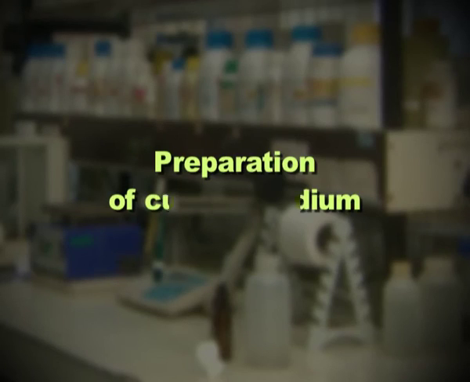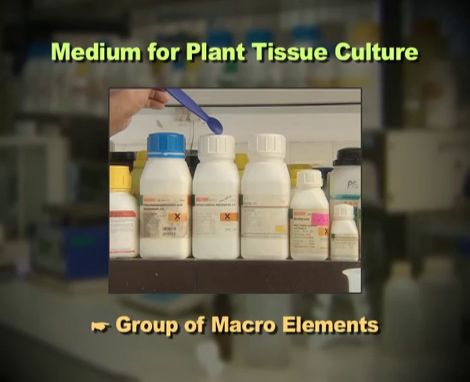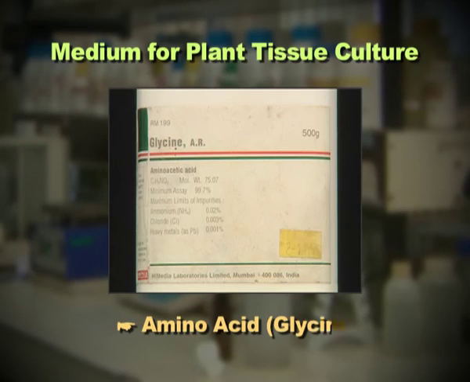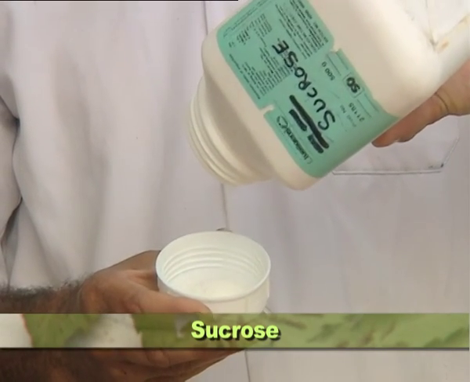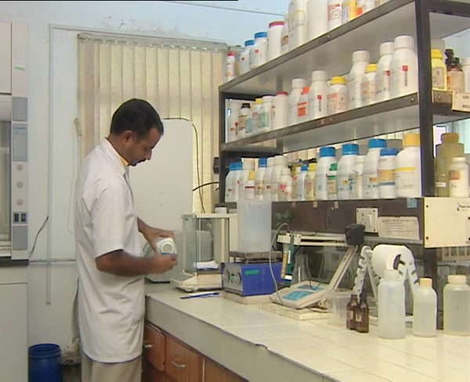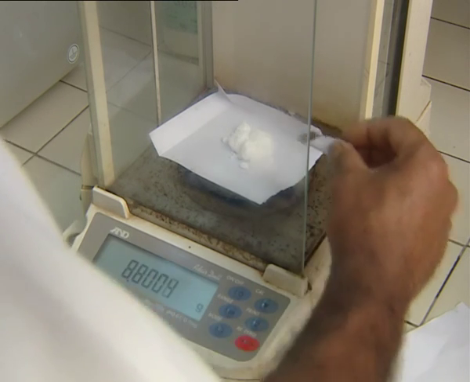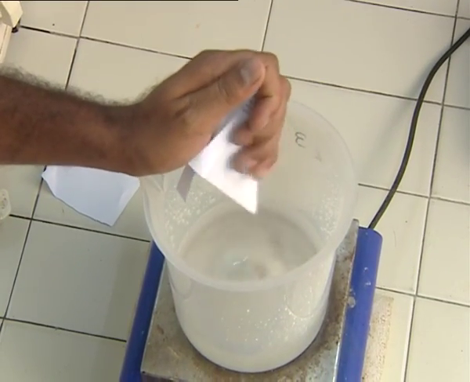The next important process is preparation of a media which is to be used in the process of micropropagation. A medium for plant tissue culture will comprise of a group of macroelements, a group of microelements, vitamins, amino acids, and most importantly sucrose, which serves as a source of carbon and which is the carbohydrate for the plant. The amounts of salts to be taken have to be precisely weighed as per the reported formulations, and these have to be dissolved in deionized water.